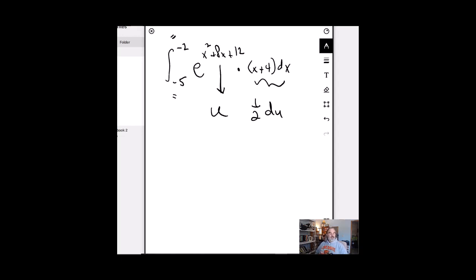I think a better way to do it is to go ahead and completely transform the integral into terms of u, and then you don't have to worry about reversing the substitution.